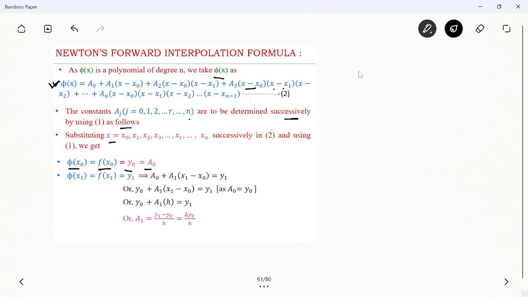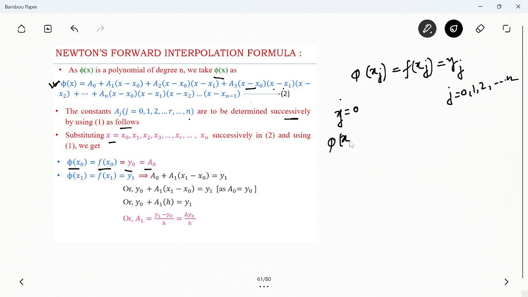We know that phi of xj equals f of xj equals yj. These values are given, for j from 0, 1, 2 up to n. Now put j equals 0. So for x0, phi of x0 equals y0.